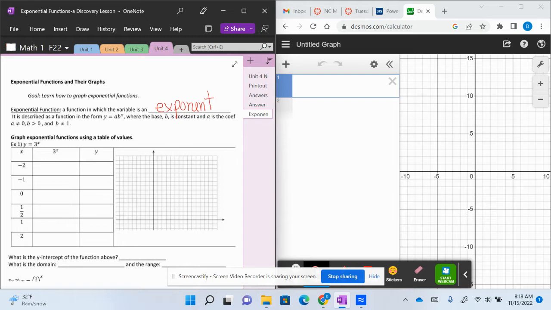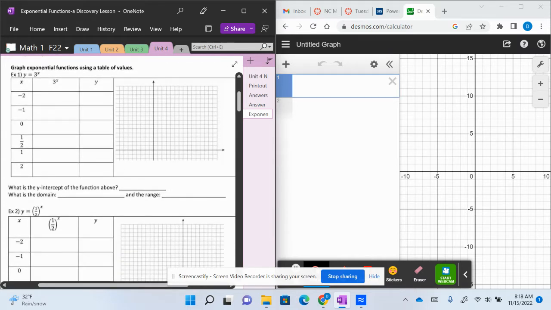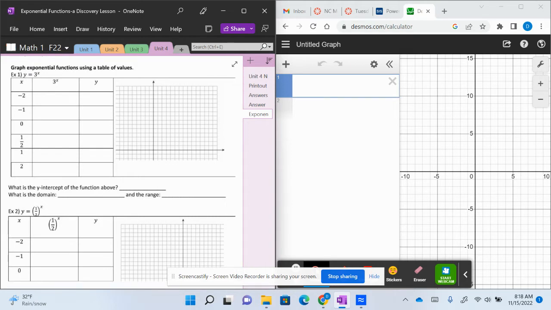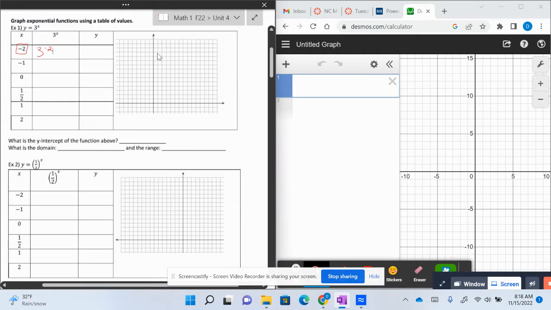So let's look at this first one. The first question, example number 1, says graph the exponential function using a table of values. So we're not going to use Desmos yet. We're going to use a table of values. Do you guys remember filling out a table of values to solve linear equations? So this just says the function is 3 to the x, and this says let x equal -2. So this becomes 3 to the -2 power.